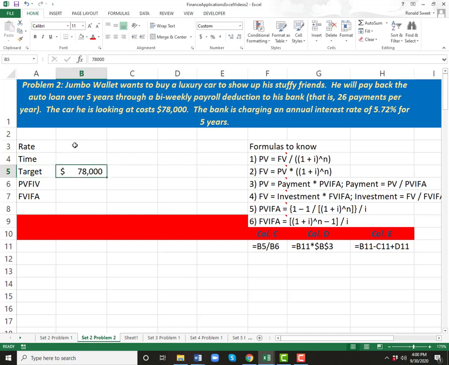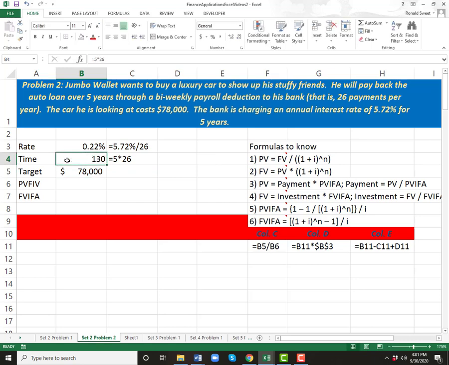So remember, on the rate, you put 5.72%, but he's paying bi-weekly. So however many periods there are a year, 26, you'll divide by that. Remember, on the rate, you divide by the number of payments in a year. Here, again, I'm going to click on the percent and give it two decimal places. On time, you take the number of years, 5 years, times the number of payments. So what you multiply on the rate, what you multiply on the time, you want to make sure that's what you're dividing by on the rate. They should always be the same number.